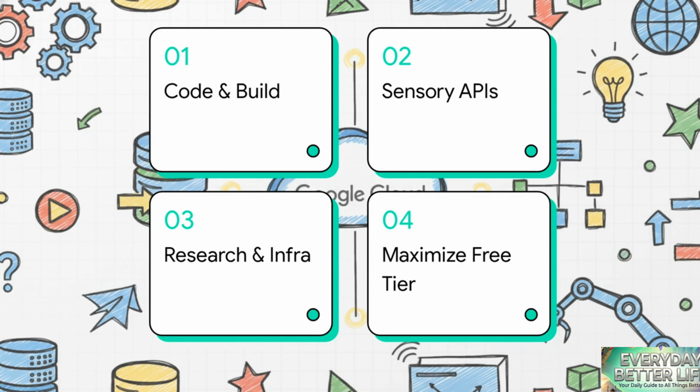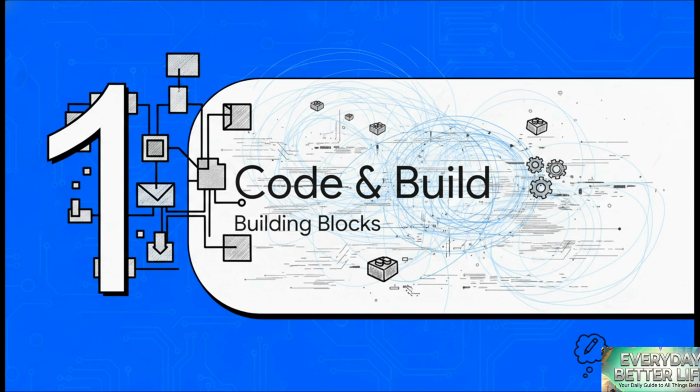To make this super actionable, we'll follow a clear builder's journey today. First, we'll cover coding and building with Gemini. Then, we'll dive into the sensory and language APIs. After that, we'll look at research and infrastructure, and finally, how you can maximize your free usage. Okay, let's jump straight into phase one, code and build with Gemini. This is really about the core brain and the building blocks of your app.